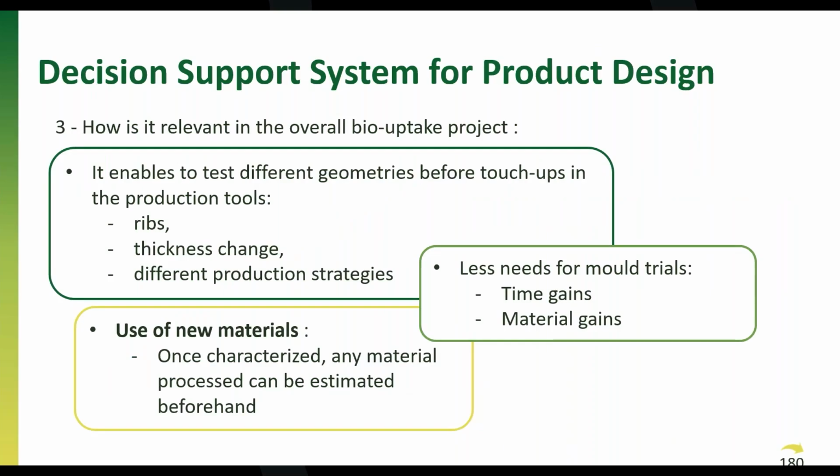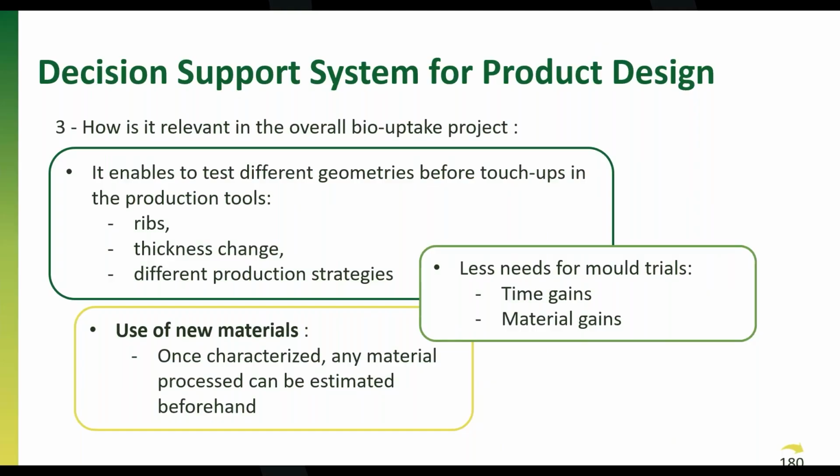So this method, this platform enables to test different geometries before touch-ups. Here in the project, we only changed parameters, but we know that it works with different materials. So if we do production with different material grades, it will work the same, and it can also work with geometry changes, such as ribs, thickness change, different production strategies.